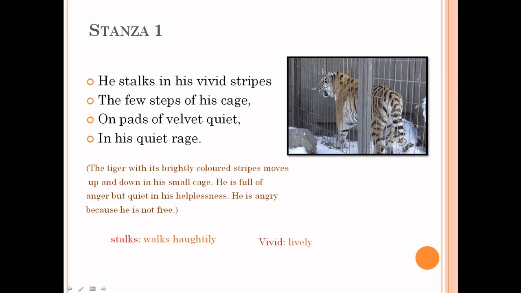Quiet means silent, rage means anger, gussa. So the tiger with its brightly colored stripes moves up and down in his small cage. He is full of anger, but quiet in his helplessness. He is angry because he is not free.